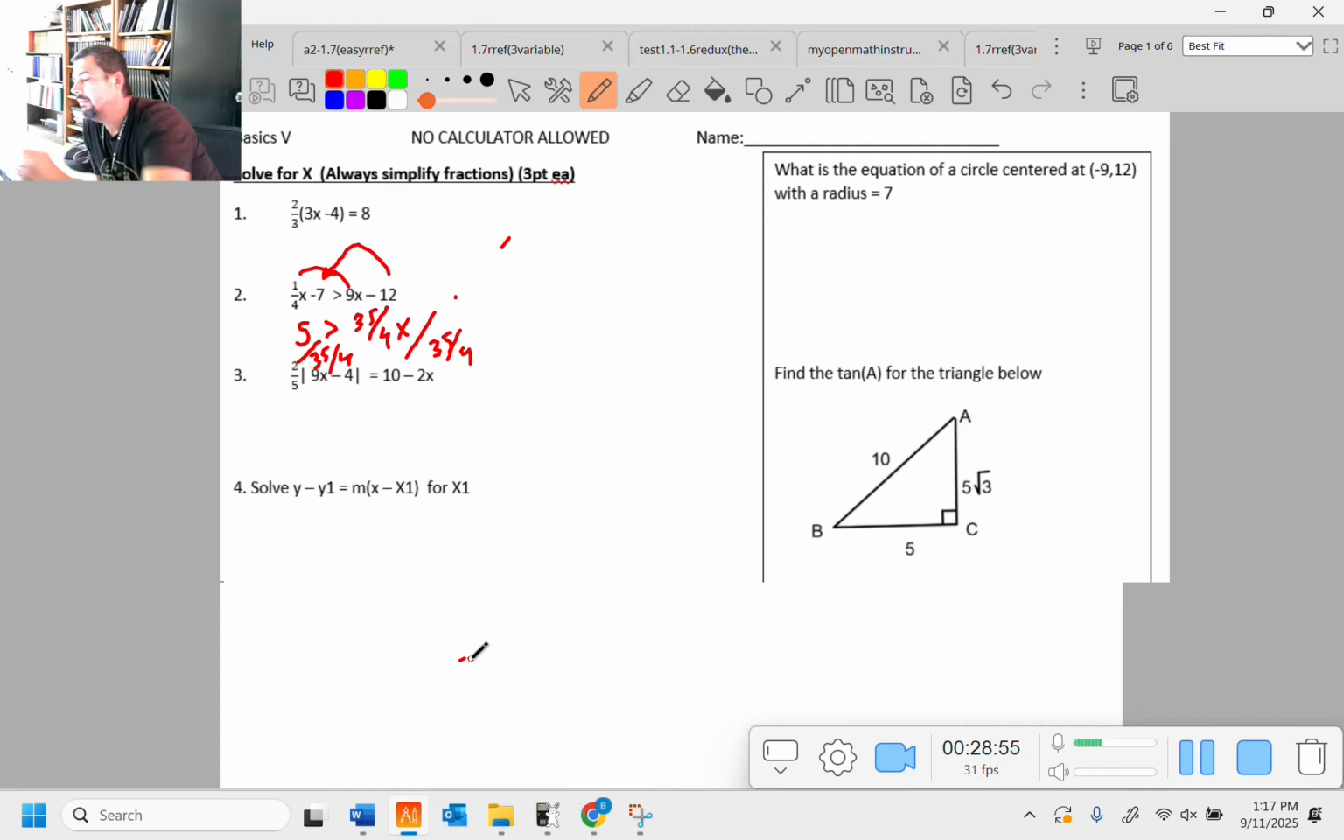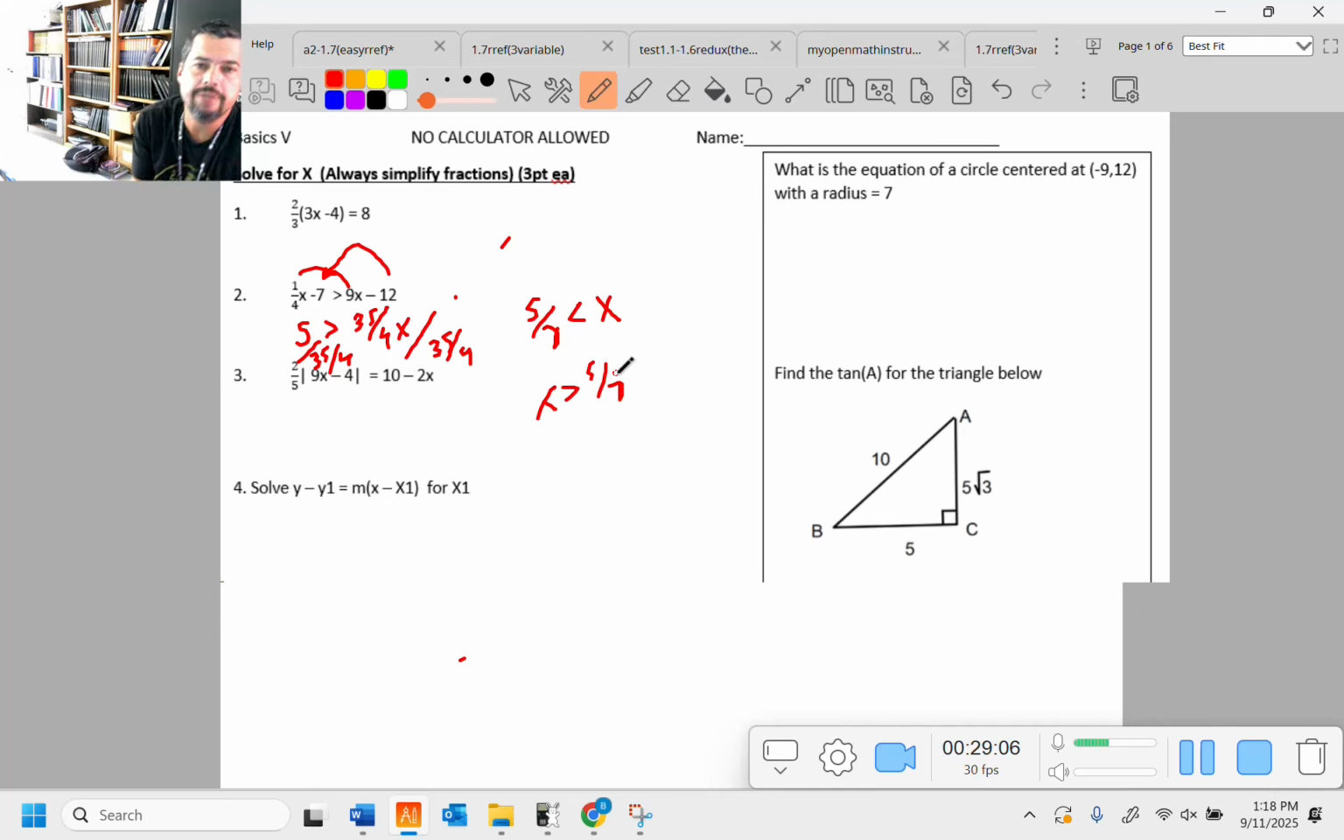Wow. Anyways, 5/7 less than x. Now read that like you're Asian for a second. It's x greater than 5/7. That was probably a little bit inappropriate, but you know that's how they read it. They read over there from right to left, opposite of us.